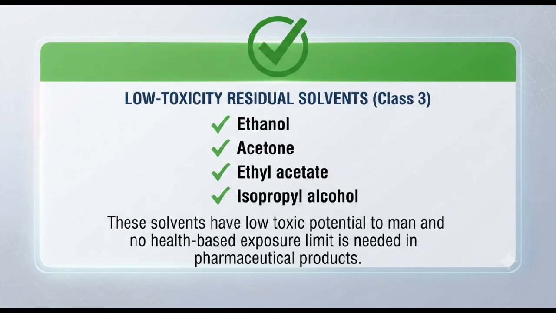Class 3 solvents. Class 3 solvents have relatively low toxic potential. Examples include ethanol, acetone, ethyl acetate, and isopropyl alcohol. Although class 3 solvents have lower toxicity concerns, they should still be appropriately controlled according to the manufacturing process and applicable specifications.